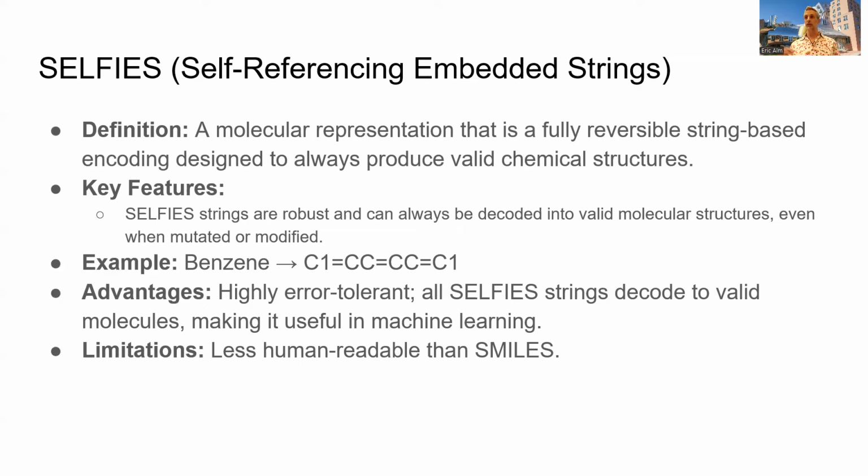So you can come up with your own system for generating SELFIES strings. And you can randomly sample the space of SELFIES strings, and you'll be generating molecules that you can then build, at least in silico, and then try to dock them against your protein target, something like that.